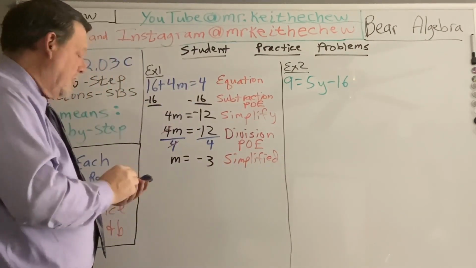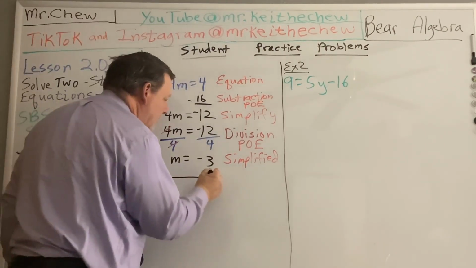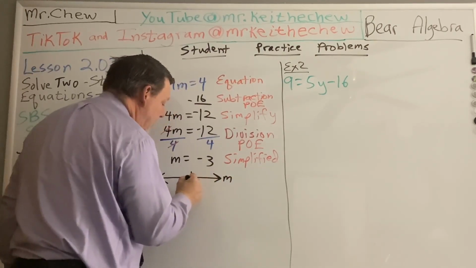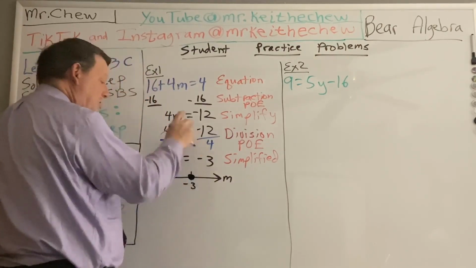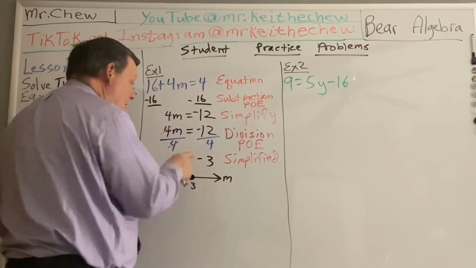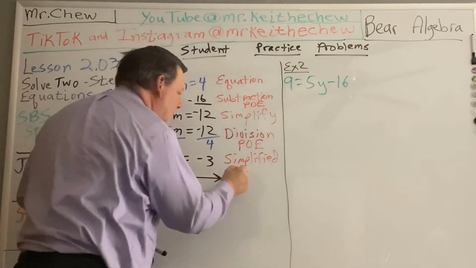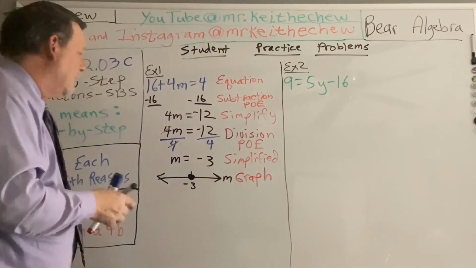Okay? So remember what we did after we have our equation? We're saying we believe m is negative 3. That's what I think. One way to express this solution is with a graph. One way is with the variable set equal. It's just two different ways to represent the answer.